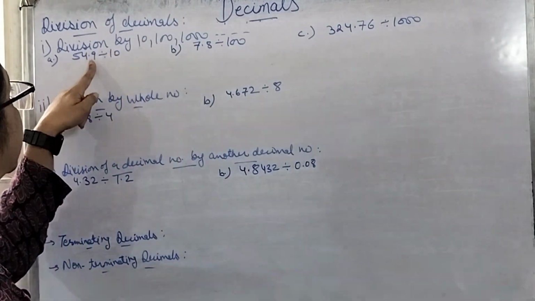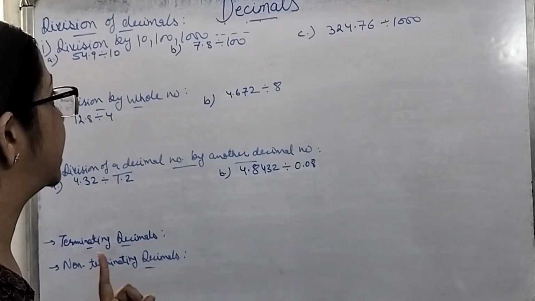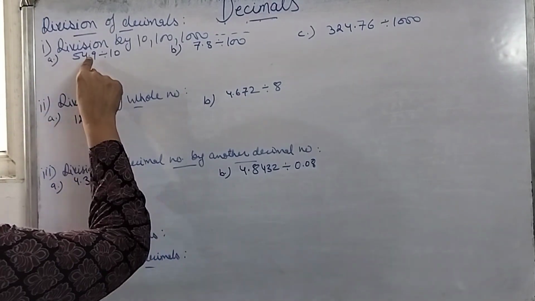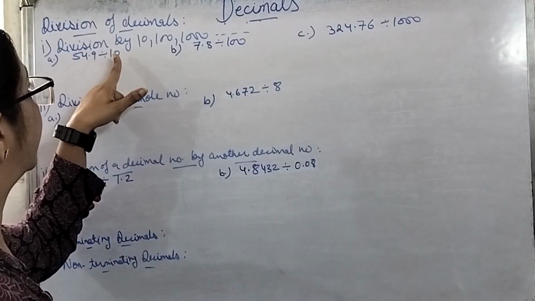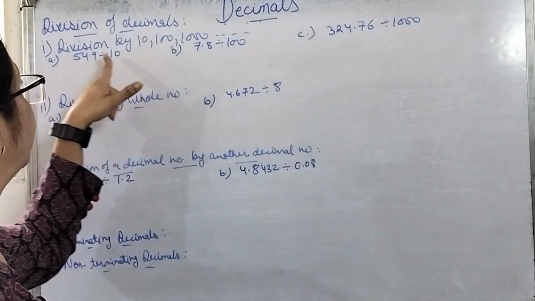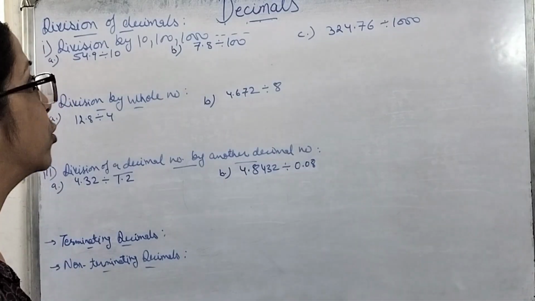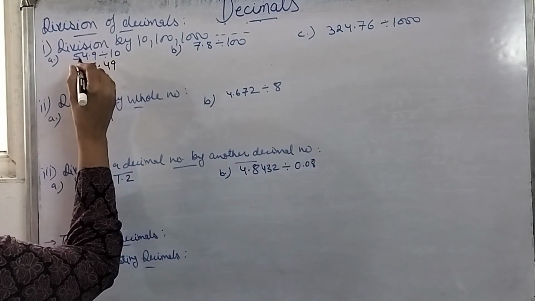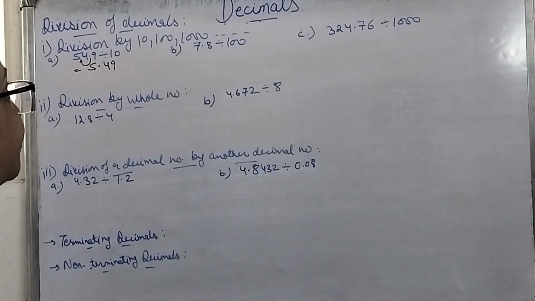That means the decimal of the decimal number, this 54.9, where the decimal is in between 4 and 9, is going to shift towards the left by 1 digit, because there is 1 zero in the divisor. So the decimal is going to shift towards the left by 1 digit. So the answer will be 5.49. It is going to shift by 1 digit towards the left.